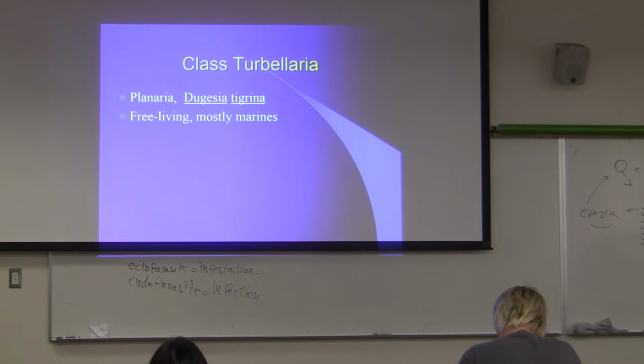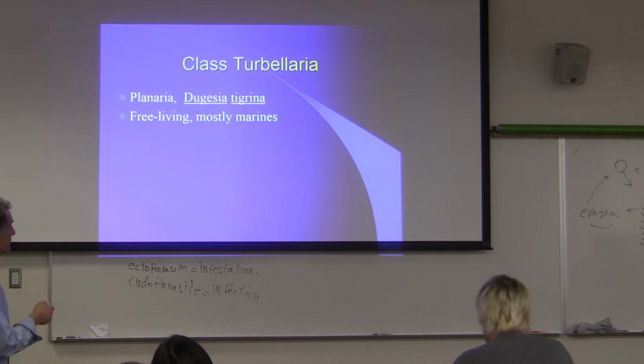Anyhow, free living, mostly marine. I'm talking about class Turbellaria, you guys. They are free living, every member, and they are mostly marine. Dugesia is not marine, it's freshwater. You're dealing with it, right? You go to the pond and bring the pond water and put it on top of them, they don't die. Right, so Dugesia is a freshwater animal, but what am I saying? Mostly they are marine.